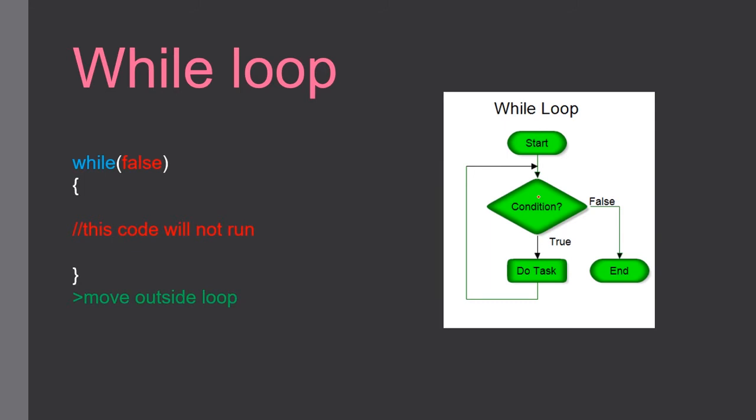If our while loop is false, it does the same thing. It starts at the beginning. It checks for the condition here, which is this one right here. And then if it's false, it's going to end the while loop, which means it's going to move outside our while loop, which means that this code in the middle is not going to run.